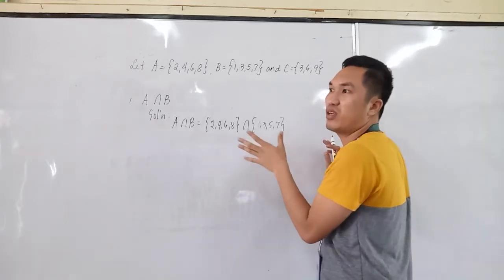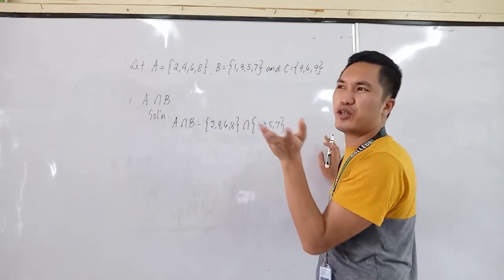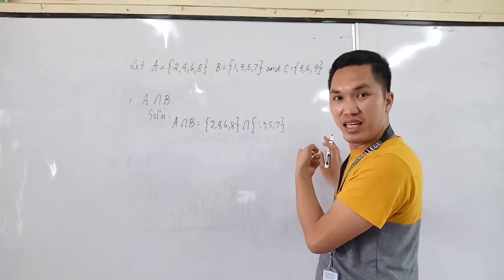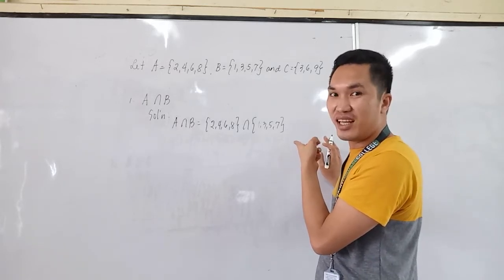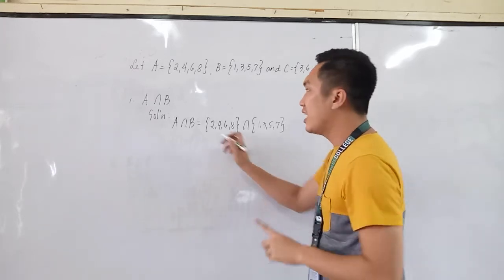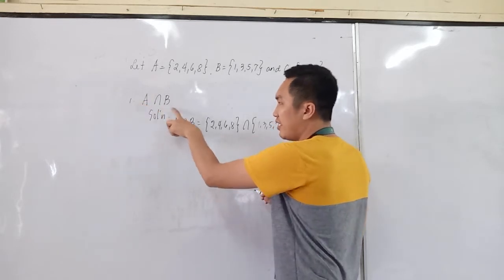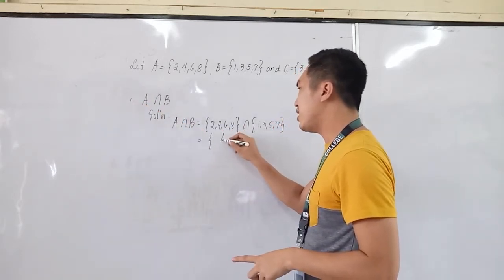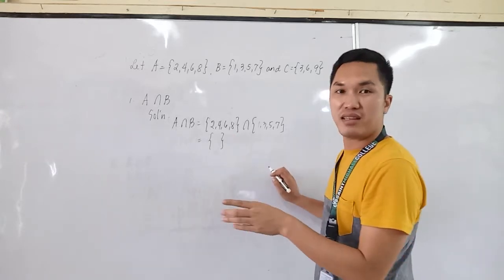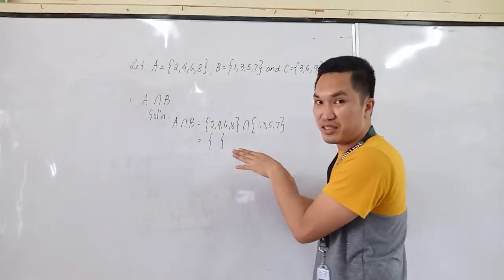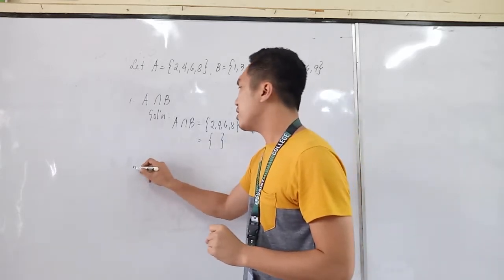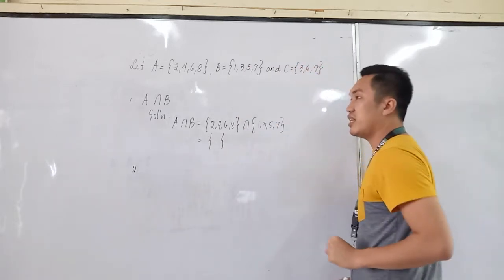Now, what have you observed? Is there a common element, or in Visayan, are there the same elements in them? None. Since there is no common element between them, the intersection of A and B is an empty or a null set. Since there is no common element, therefore, there is no intersection of the two sets. Got it? Okay, let us proceed with the second example.